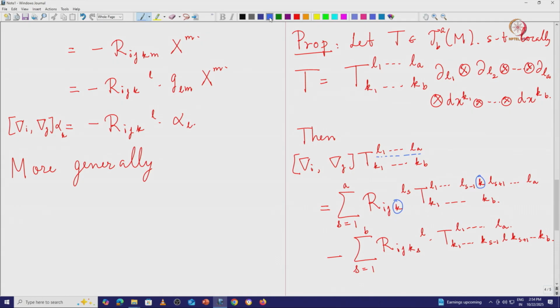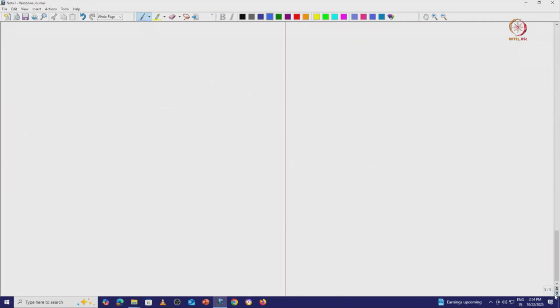Okay, and once again in this case L is repeated, so you sum over all possibilities of L. Okay, so this is a general commutation formula for tensors. Okay, so maybe the next thing I want to talk about is the curvature of model spaces.